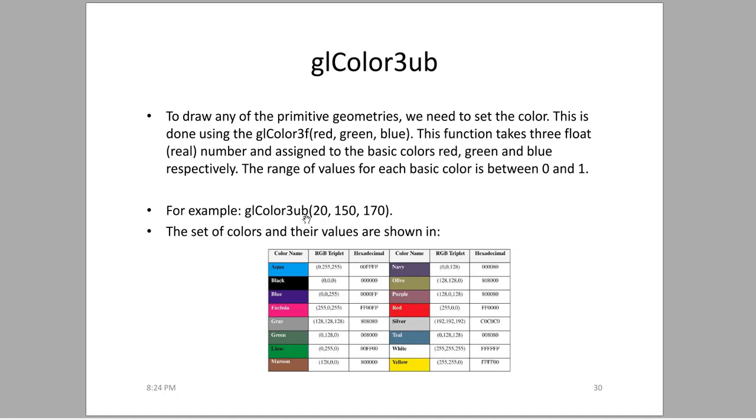From 0 to 255. So it means that glColor3b will take 3 parameters: red, green, and blue. It will take an unsigned byte, which can take a value from 0 to 255. So 20 is for red, 150 is for green, and 170 is for blue.